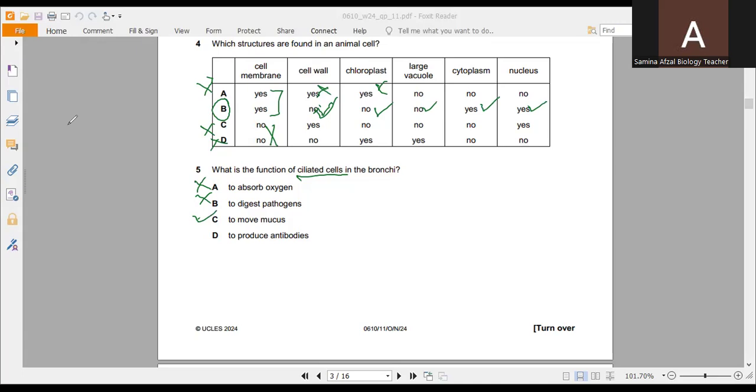That is, the movement of mucus in the upward direction takes place by the ciliated cells which are present in the bronchi. And to produce antibodies, the D option: antibodies are produced by the white blood cells or lymphocytes. So only C is the correct option.